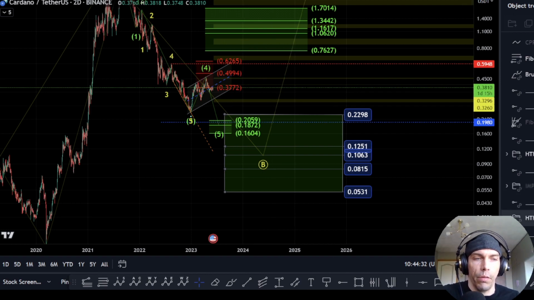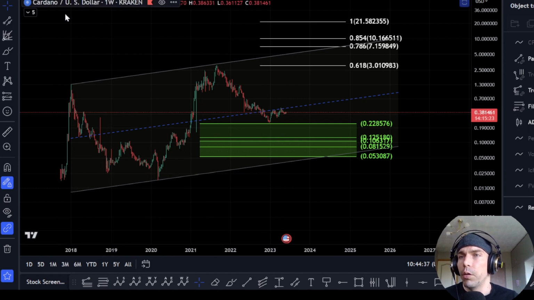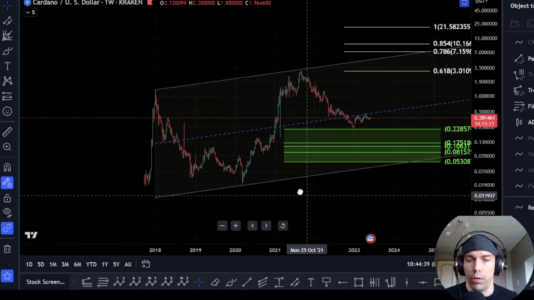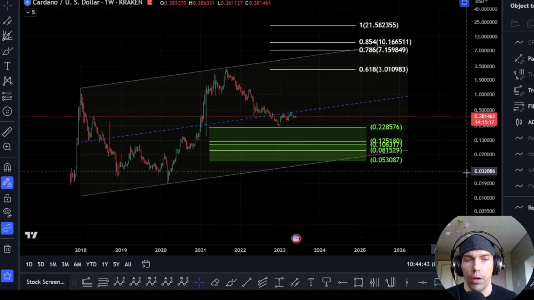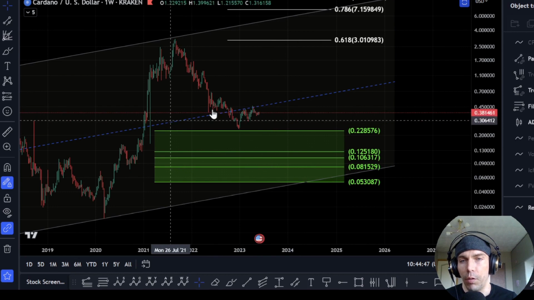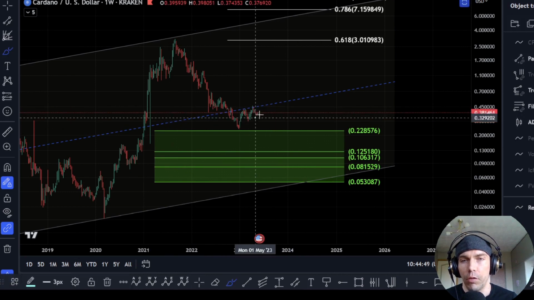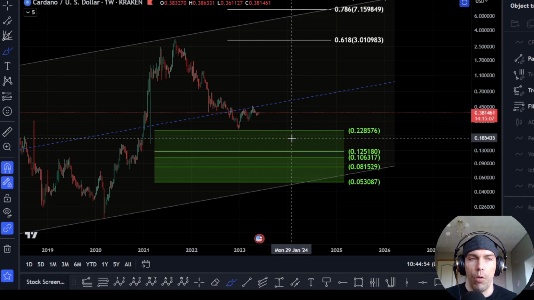Before we continue any further, I just want to go over something within this chart. Now, if we are back here on the Kraken chart on the weekly, what we can see is that, you know, we do have this potential channel here. We are currently rejecting off this central line that we have here. If we do continue to reject off of this, what we could actually see is price start to fall away to some of these lower levels.